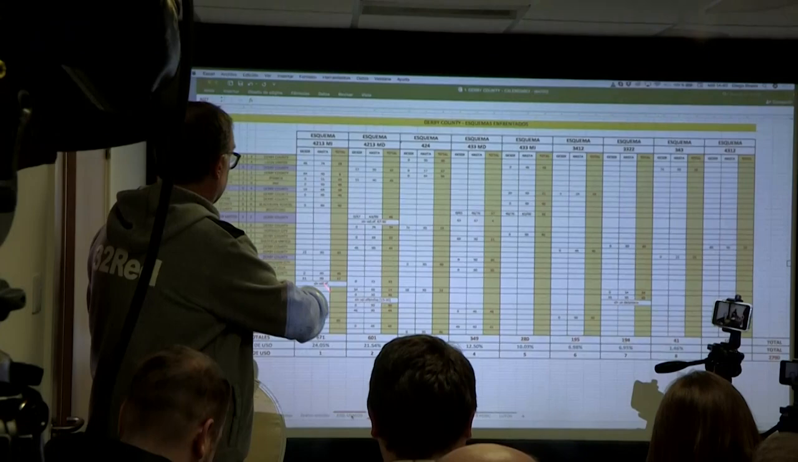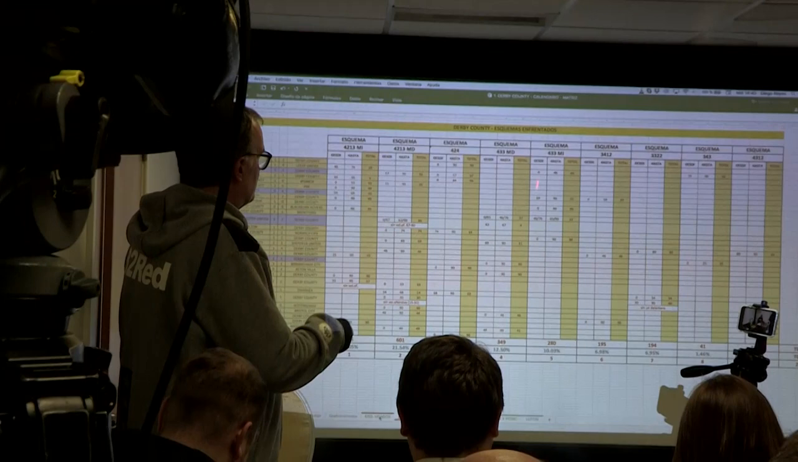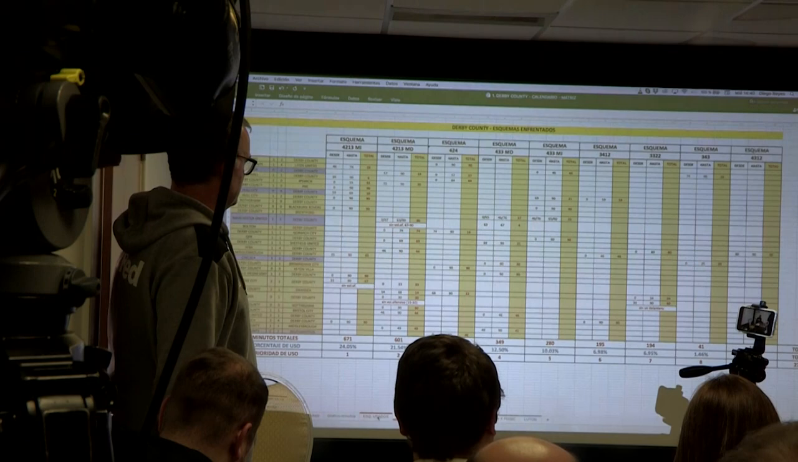And here we have also the minutes and the games, to understand why Derby changes the system and when Derby changes the system.